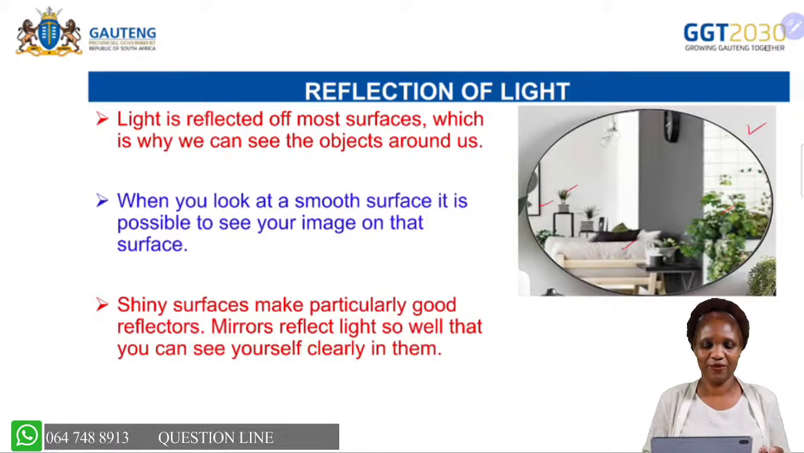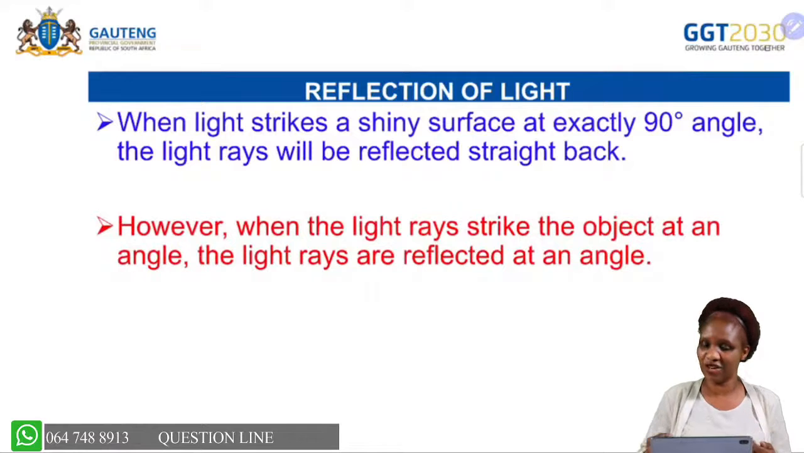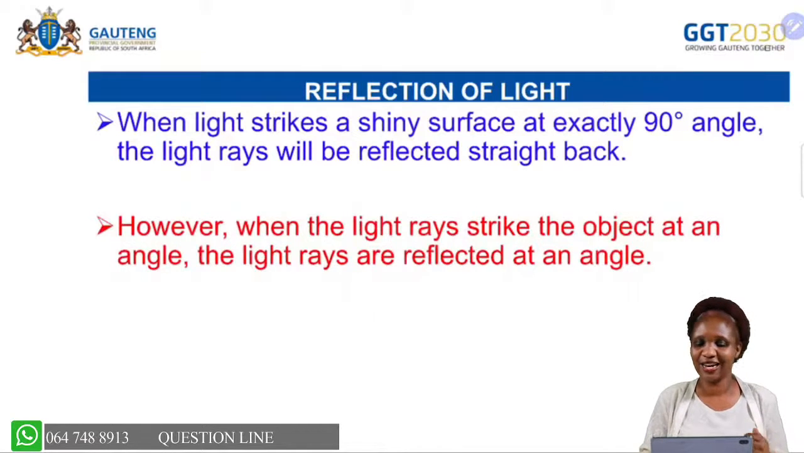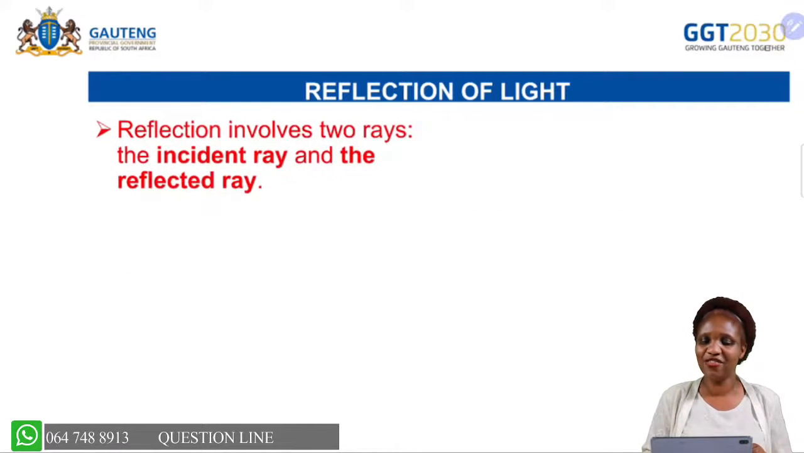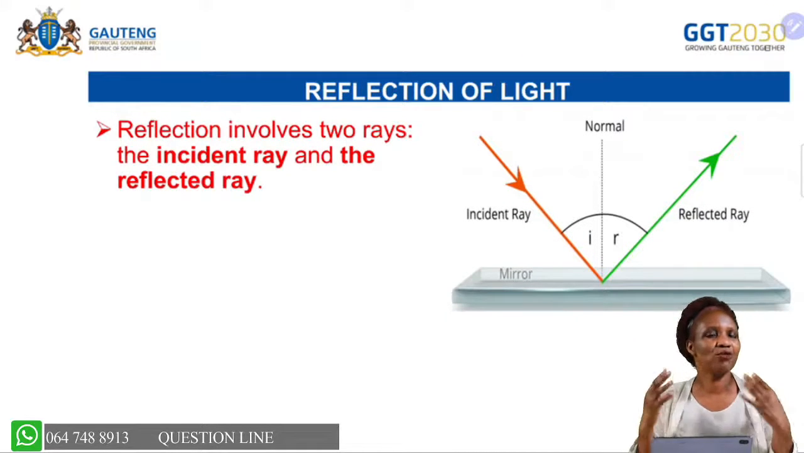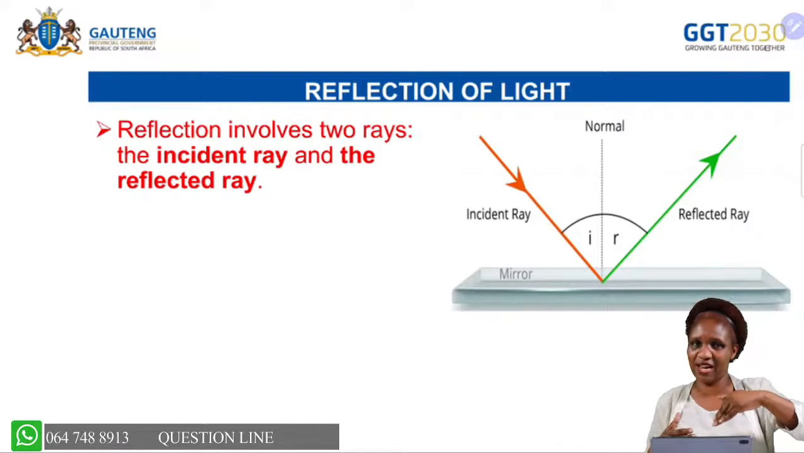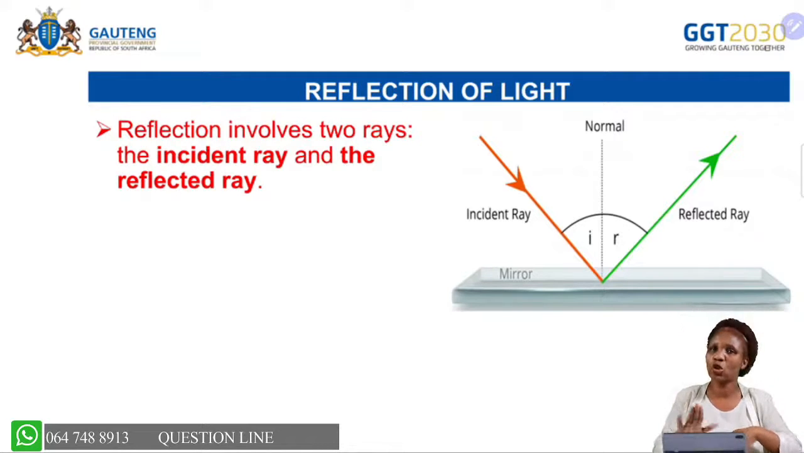Okay. And then when light strikes a shiny surface at exactly 90 degrees angle, the light rays will be reflected straight back. However, when the light rays strike the object at an angle, the light rays are reflected at an angle. Okay. And then reflection involves 2 rays. We are now talking about the incident ray that we have said it is an incoming ray. Okay. And then when it strikes a surface, what happens? Light is also reflected. We call that a reflected ray.